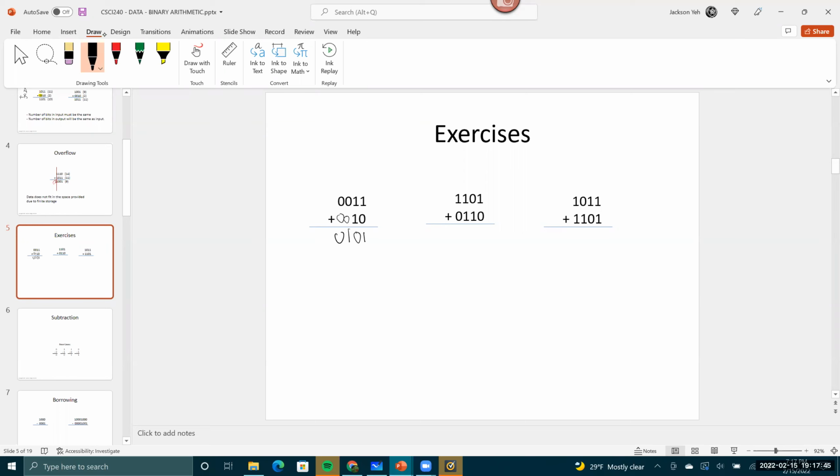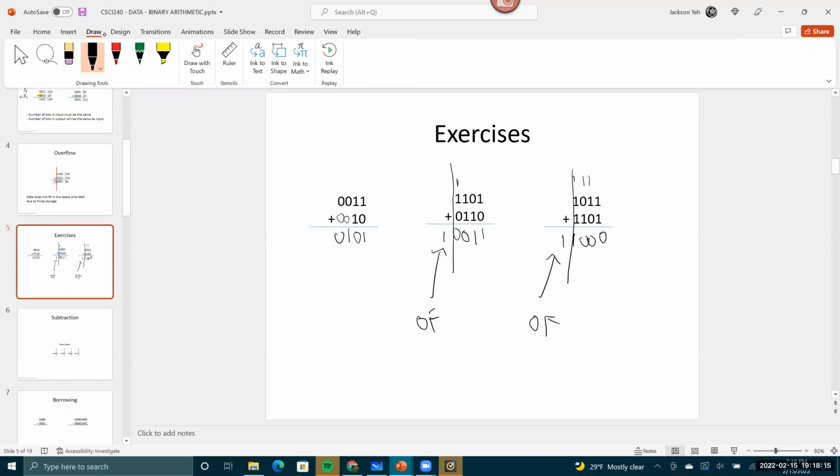All right, next is 1, 1. 1 plus 1 is 2. So I carry a 1 over, so 1 plus 1 again is 2. So with this one, we have overflow, right? And this problem, let's say 2, 2, 2, and 1 plus 1 plus 1 is 3. So this also has overflow. All right, so the last two problems have overflow.